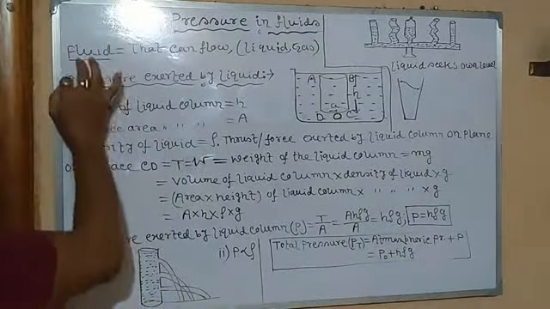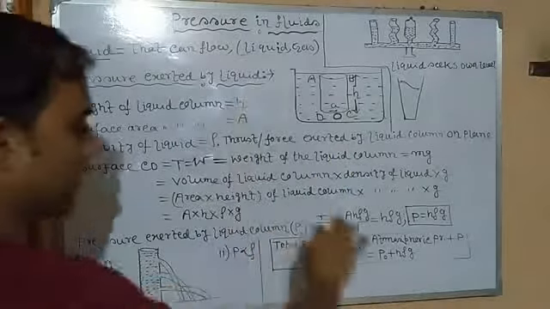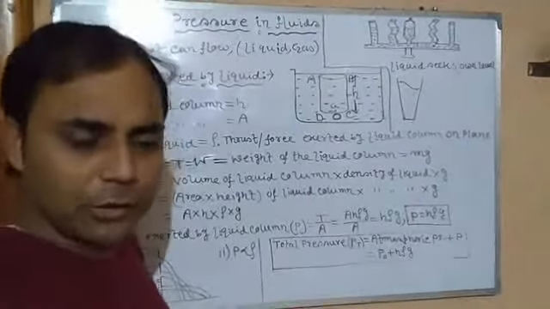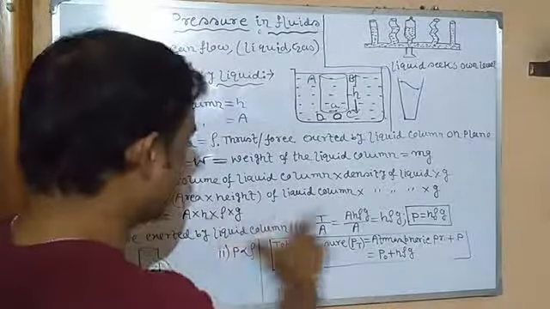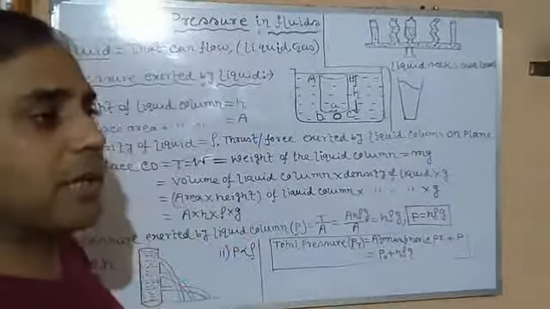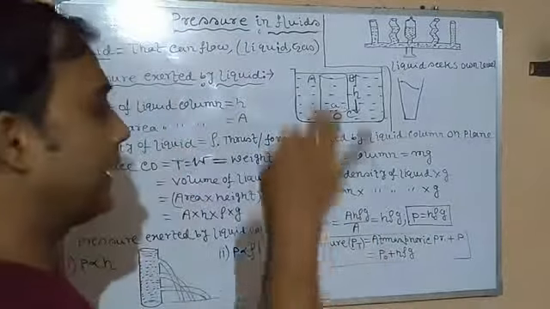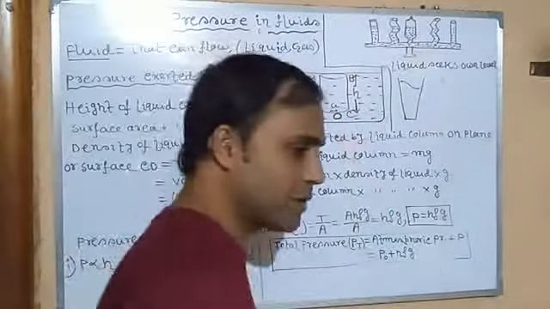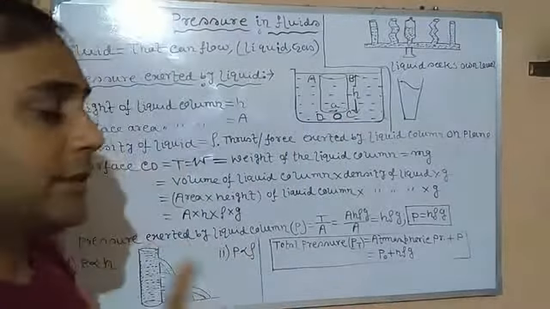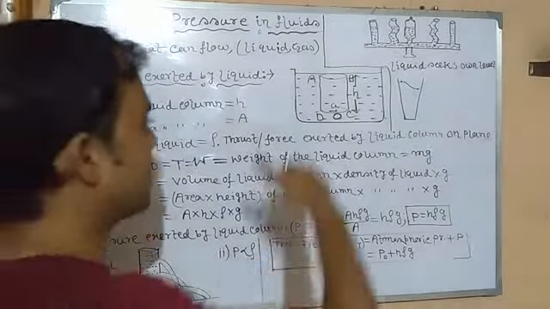Now we will find out the pressure. We have already learned the pressure exerted by a liquid column, that is force per unit area or thrust per unit area. So A h rho g divided by A, this is h rho g. So the general expression of liquid pressure, the pressure exerted at a particular point inside the liquid, is h rho g.